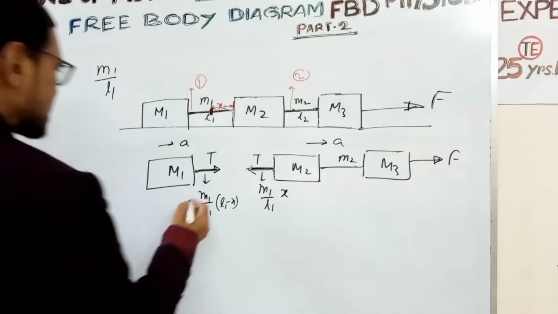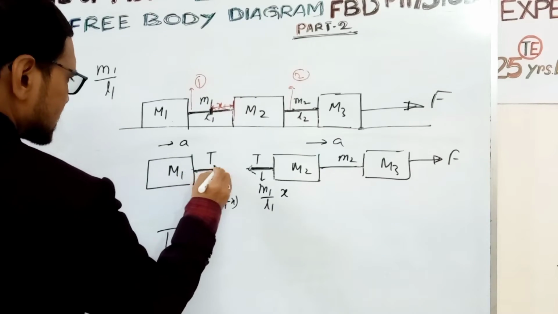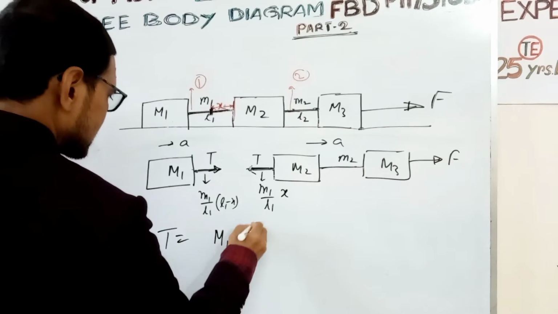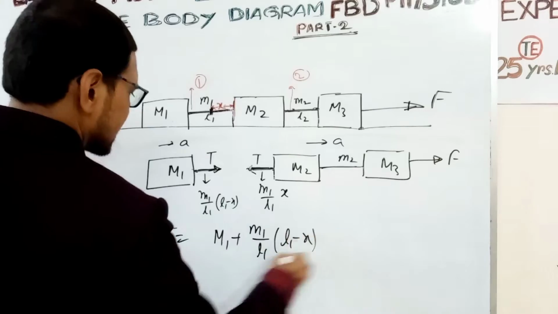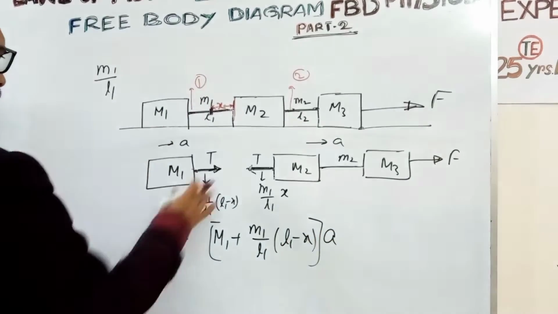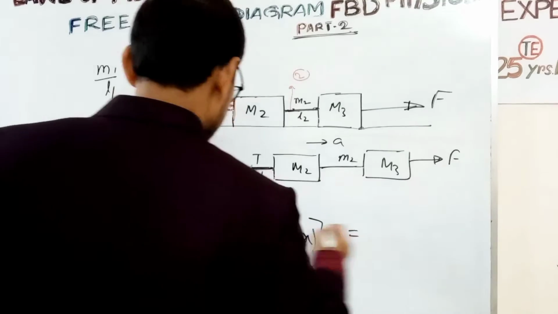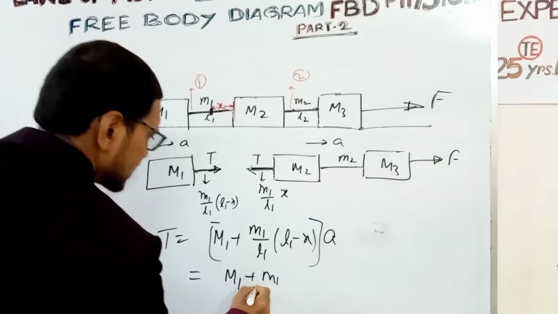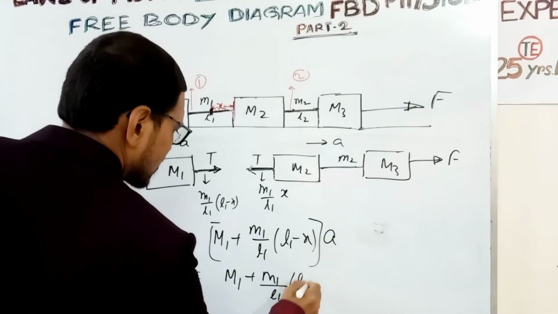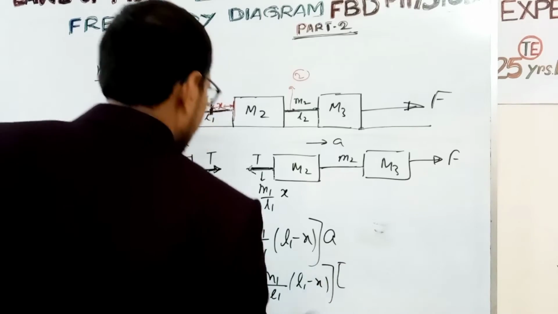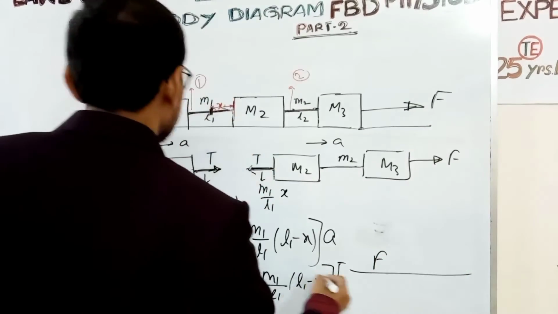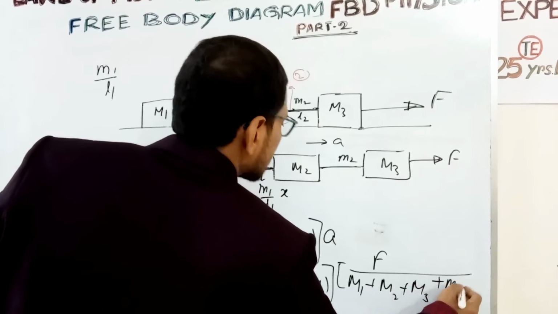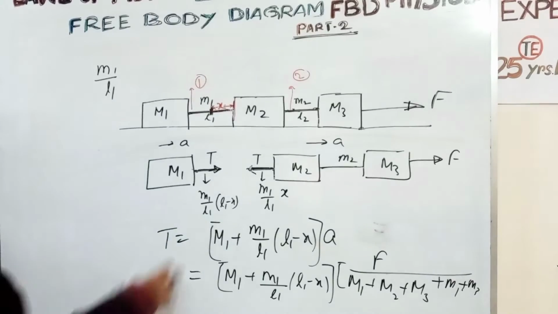Now you have to find the tension of the string. So tension T equals the tension of this part at this point. So T equal to total mass m1 into a, T equal to ma. So put in a. A equal to what? A equal to F by total mass, m1 plus m2 plus m3 plus m1 plus m2. Now this is the acceleration at this point.